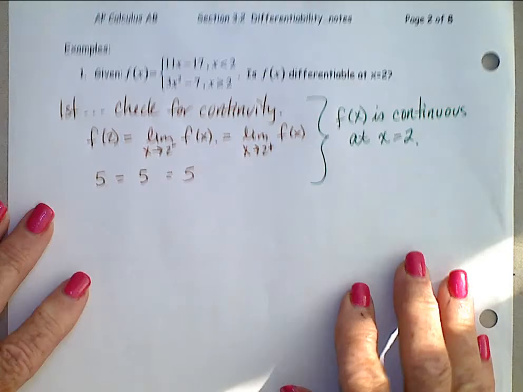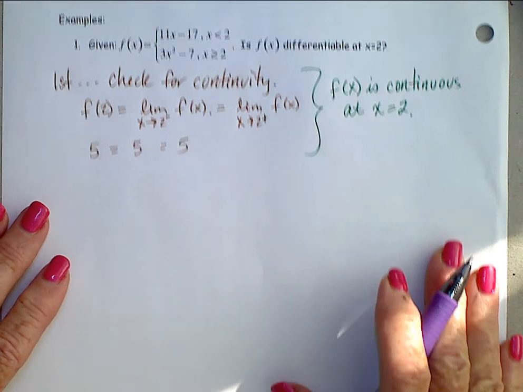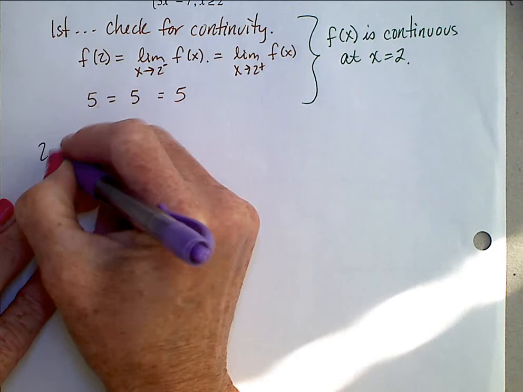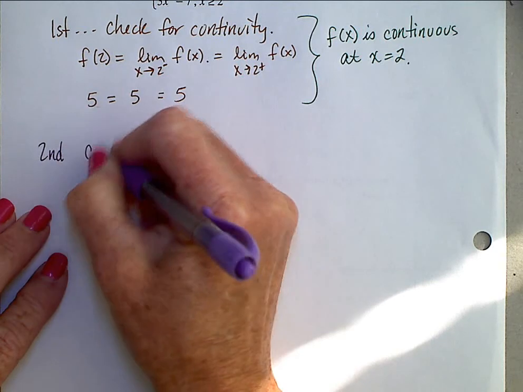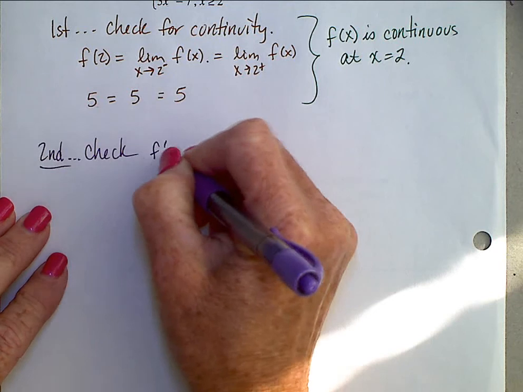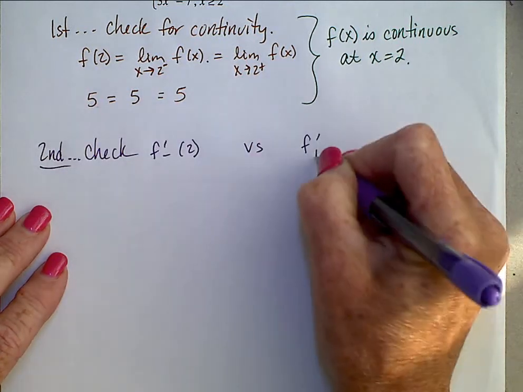The second thing we're going to check for is slopes of tangents from the left and from the right side of 2. That is, f prime from the left side of 2 versus f prime from the right side of 2.